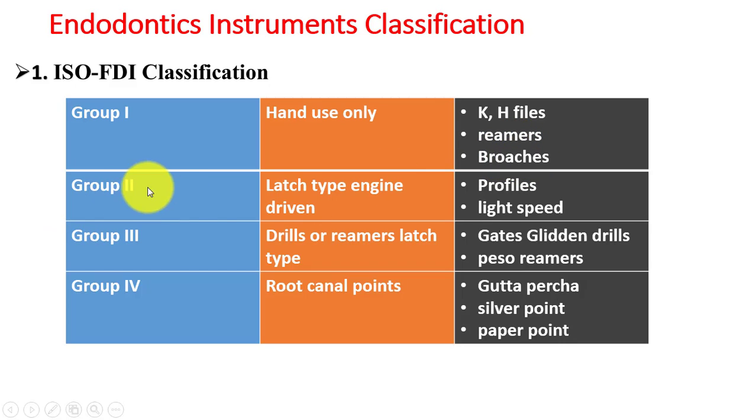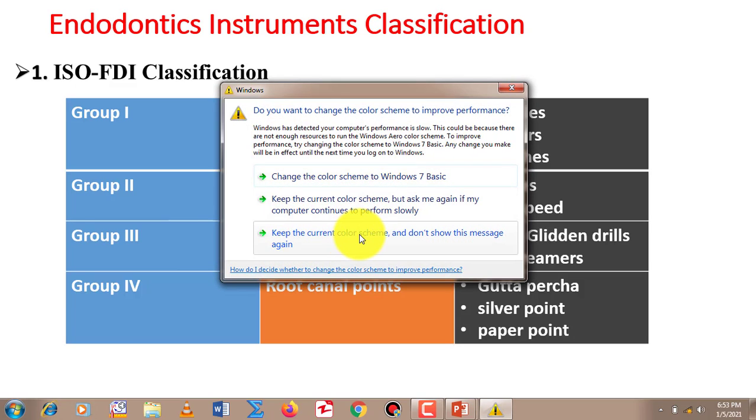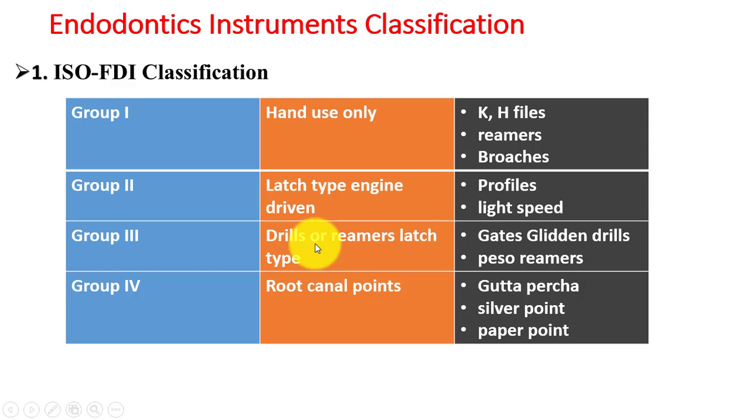The second group, or group 2, includes latch type engine driven instruments. They are the profiles or ProFile system and Light speed. The third group, or group 3, is drills or reamers, latch type, like Gates Glidden drills or Peeso reamers. And the fourth group includes root canal points, like gutta percha, silver point, and paper point. In this session we will cover all of them.